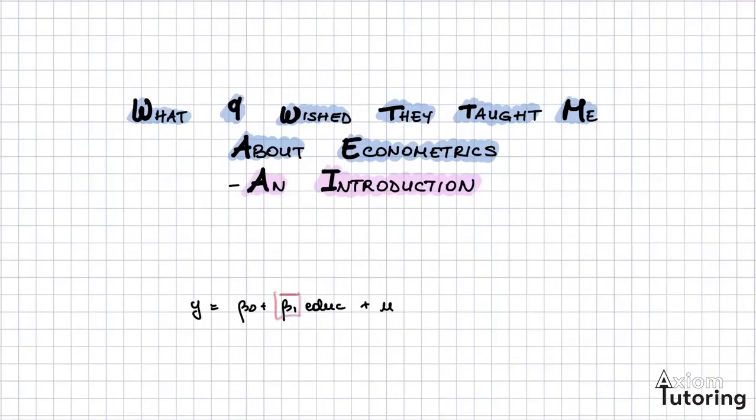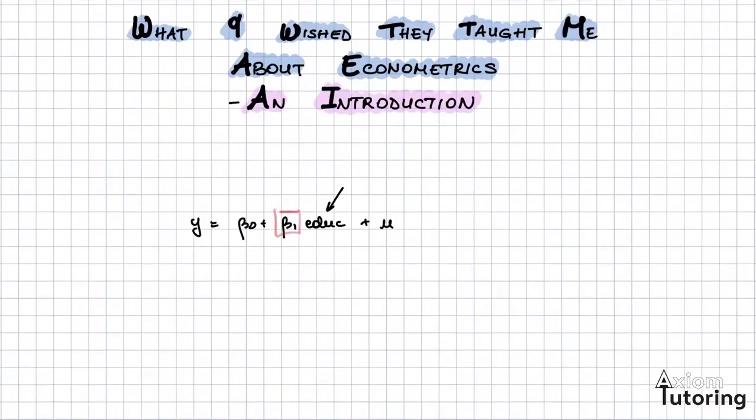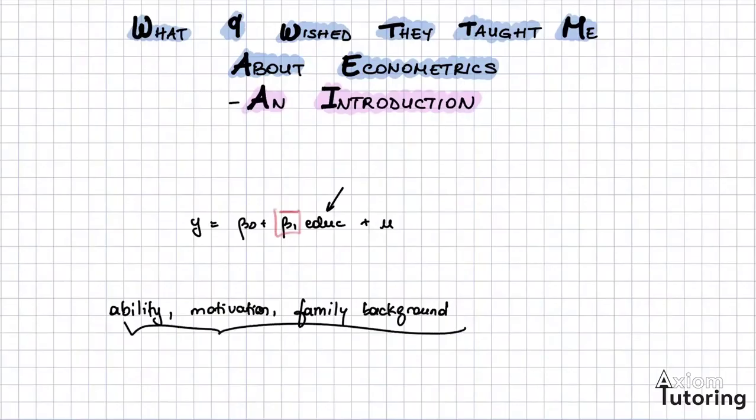The follow-up question that normally comes is, well, what if something else also affects income, but it's also related to education? And you can think of many such cases. You can think about ability. You can think about motivation. You can think about family background. These are all variables that can affect y, which means that if we don't include them in this regression of ours, they are inside of our error term.